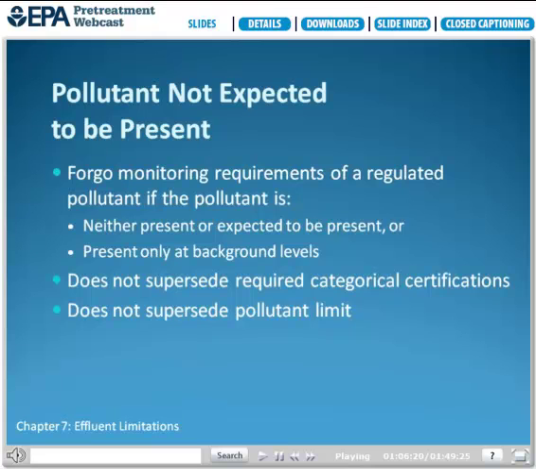And if there's any monitoring that takes place where there's a violation, the user would still be found to be in violation of the categorical standard. Also, this can only be used for pollutants that are monitored. It does not supersede the categorical certifications that are required.